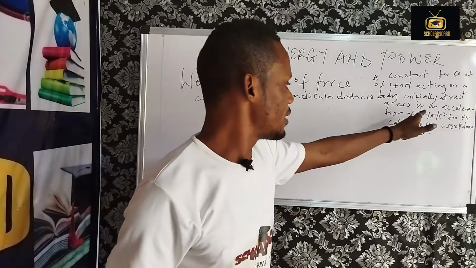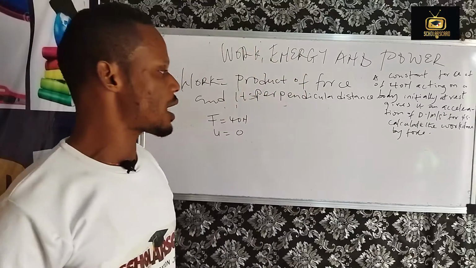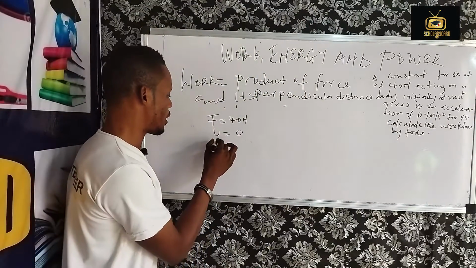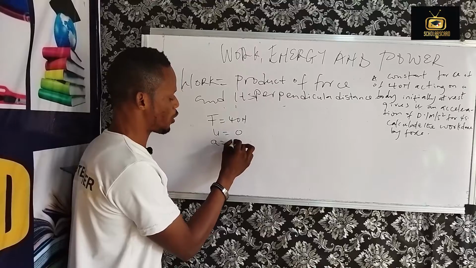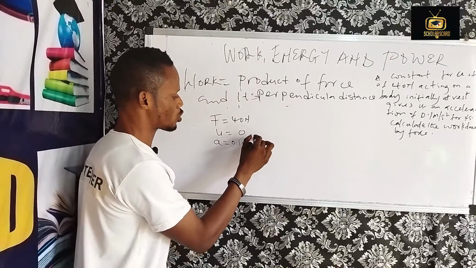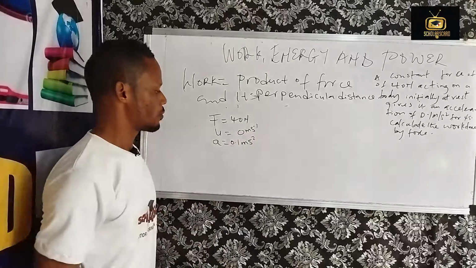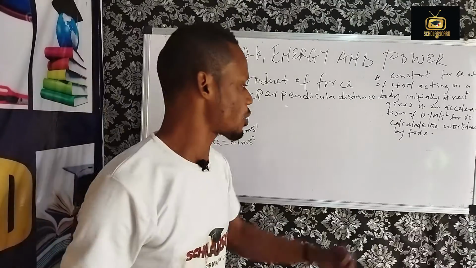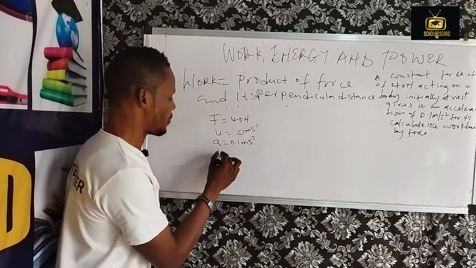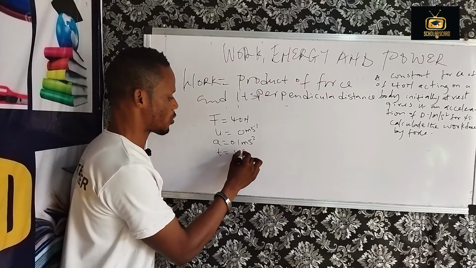Good. Now, it gives an acceleration of 0.1 meter per second square. Acceleration, a, equals 0.1 meter per second square. Please don't forget to write the unit. It's very, very important. Are you getting it? For time, we are given time equals 4 seconds.